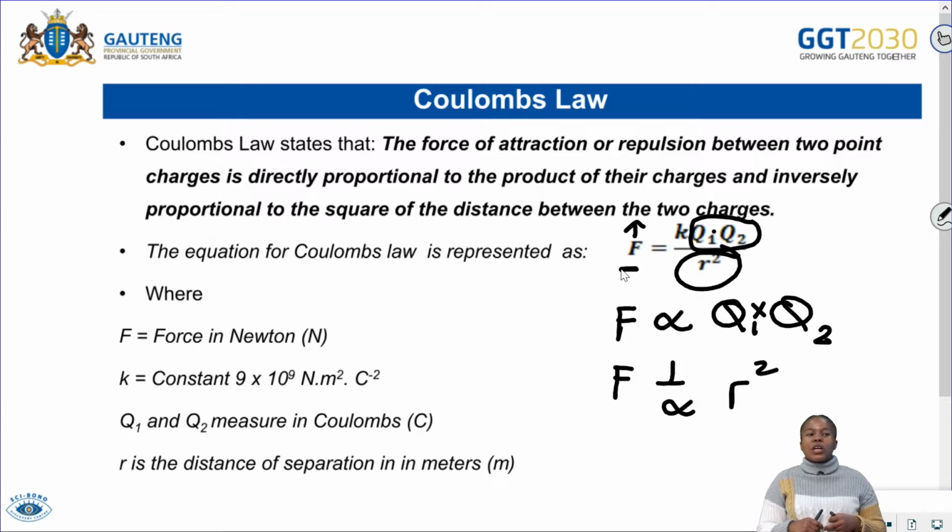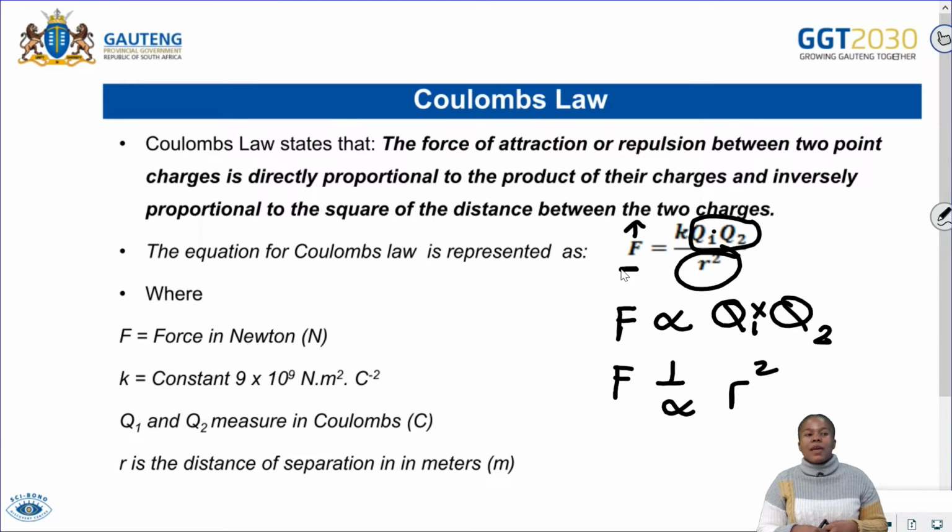Now we've got charge 1 and charge 2, which is measured in coulombs. Most of the time it will be given to you maybe in nanocoulombs or microcoulombs. It is very important for us to know how to convert from nanocoulombs to coulombs, or microcoulombs to coulombs, before we even attempt to substitute. Now we know how our charges should be in their proper SI unit.